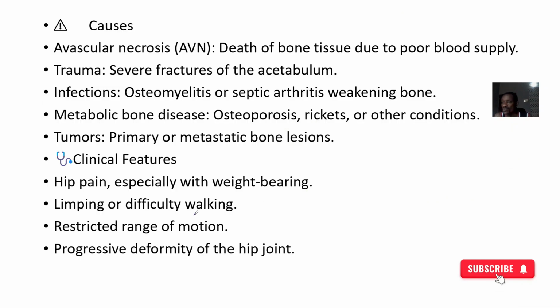So causes, what could make that roof collapse? It could be avascular necrosis, it could be trauma, it could be infections like osteomyelitis, septic arthritis, it could be metabolic bone disease like osteoporosis, rickets, and other conditions. It could be tumors. So clinical features is a lot of hip pain, the person is limping or has a lot of difficulties walking, you have restricted range of motion, progressive deformity of the hip joint.